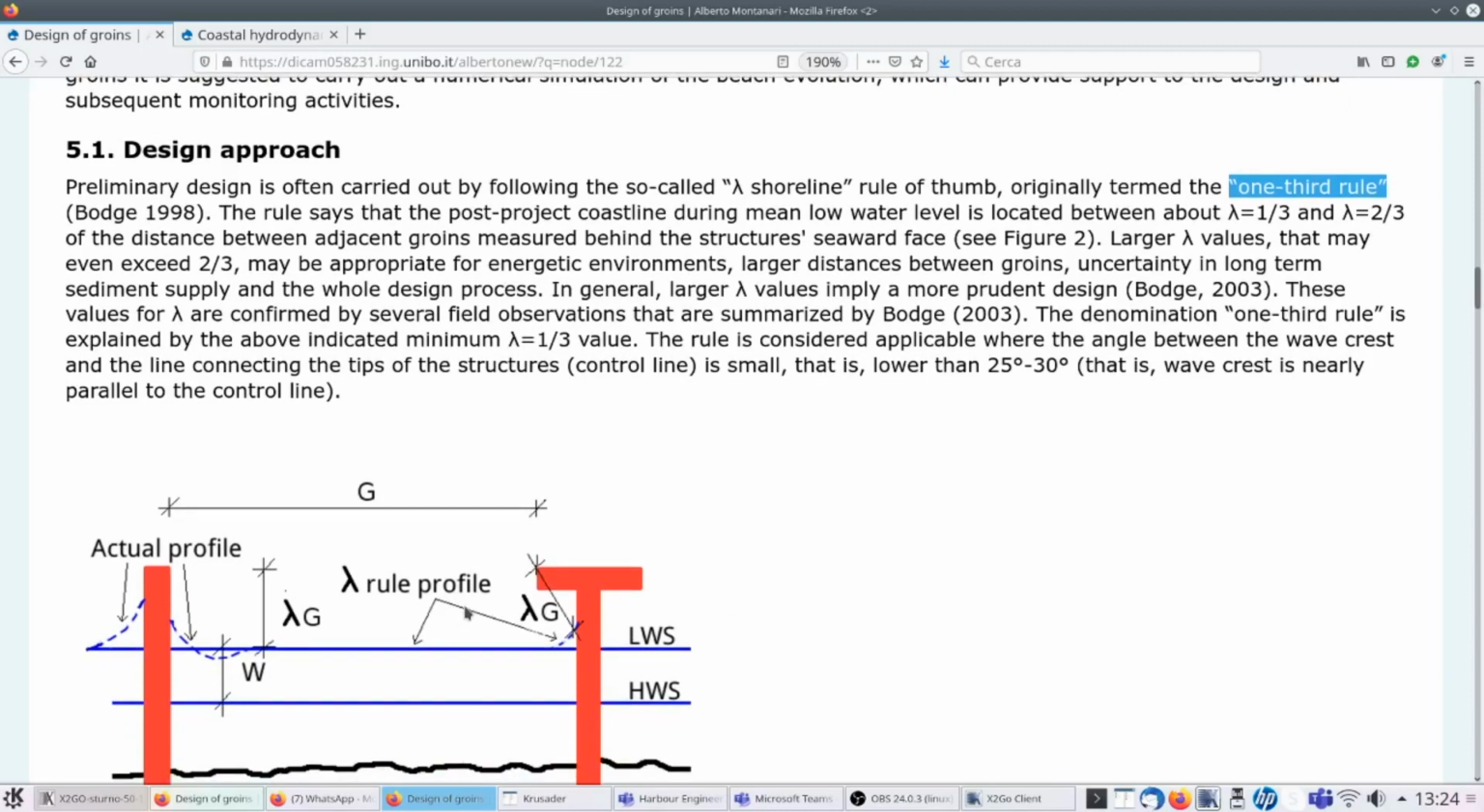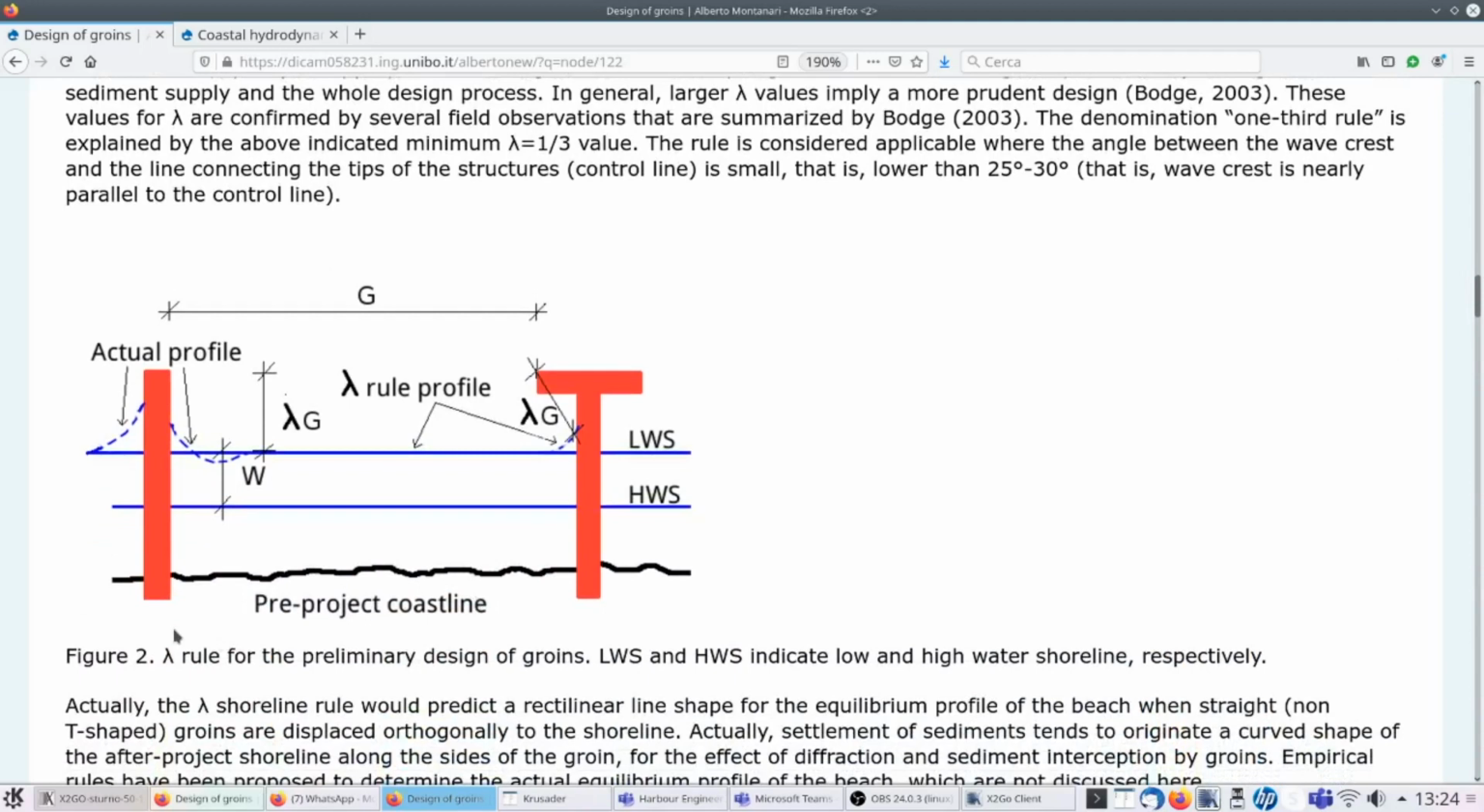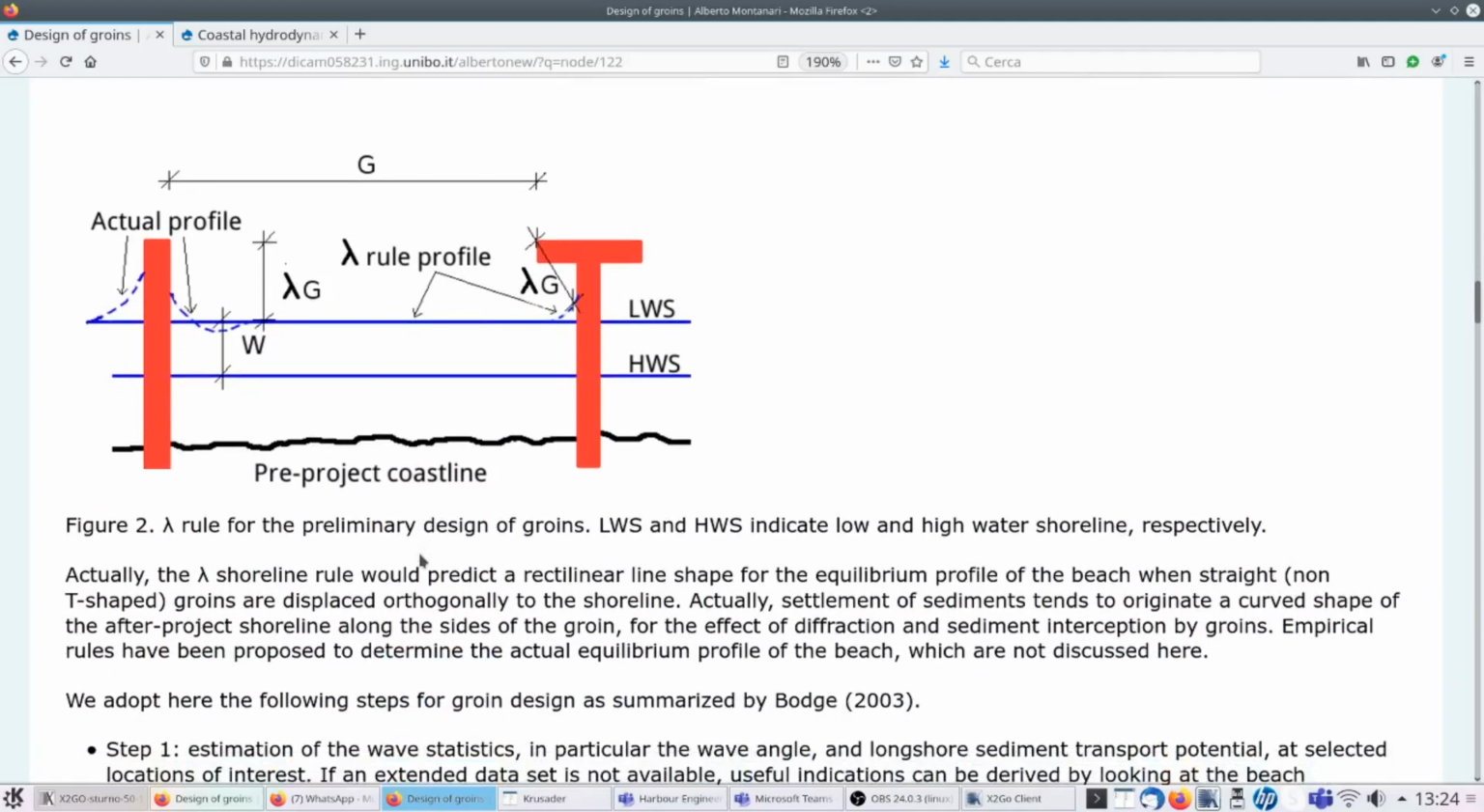So let's suppose that we have a pre-project coastline. Look at this figure, which is the thick black line. And let's suppose that we place a groin there. Here there are two groins with different shape. Let's indicate with the blue lines the high water shoreline and the low water shoreline. And high and low may depend on the tide, for instance.